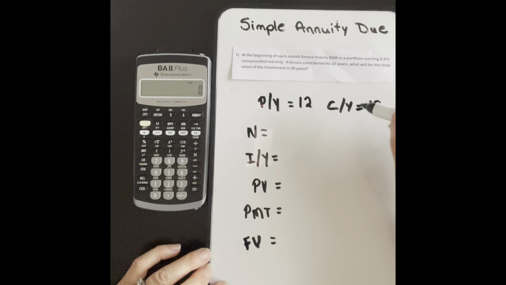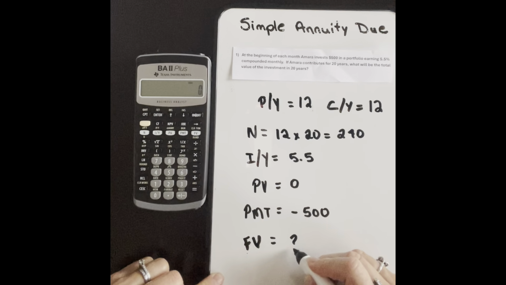If Amara contributes for 20 years, what will be the total value of the investment in 20 years? So N will be 12 times a year for 20 years, which is equal to 240. The interest per year, we leave it as a percent, is 5.5. Present value, there's nothing in the account before she starts investing. There's no mention of that, so that's going to be 0. Then her payments are $500. She is putting that money in, so it's coming out of her pocket into that investment. So we're going to make that a negative 500. And we want to calculate future value.